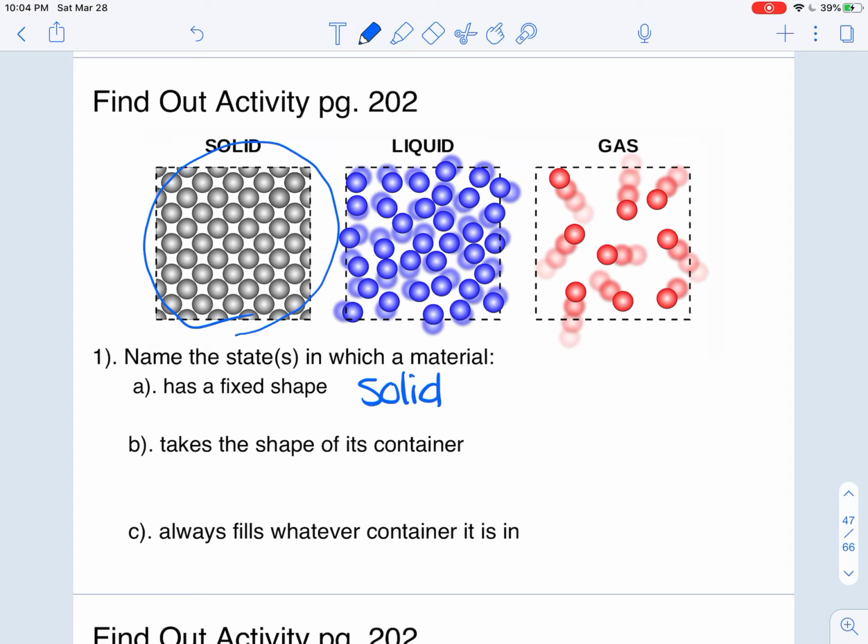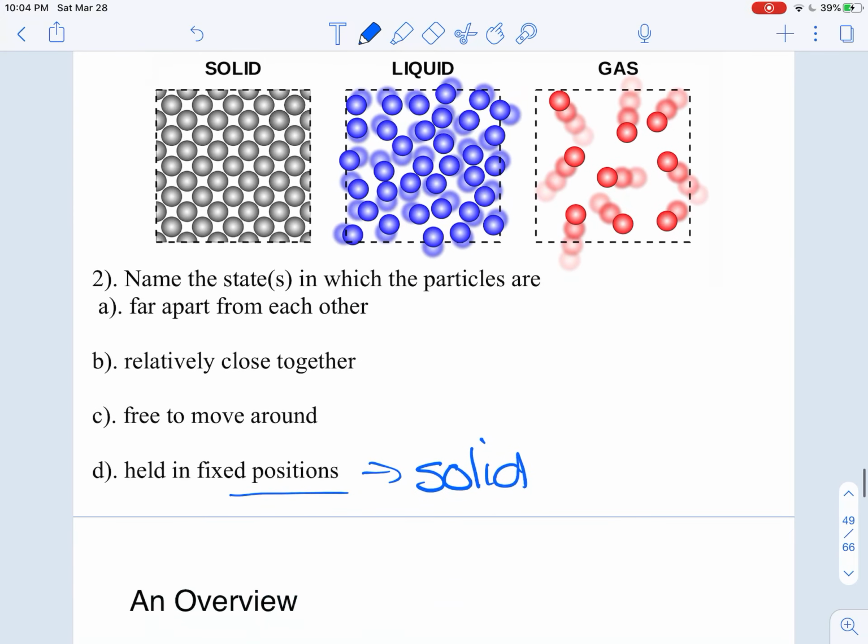When we look at the liquid, it has particles that can take the shape of a container, like a glass of liquid like milk or water. They're relatively close together, but you can see they can move around a little bit. So you can tip your glass and those molecules will move. So liquid falls into this category, takes the shape of its container, and those molecules are relatively close together in a liquid, and they are also free to move around.